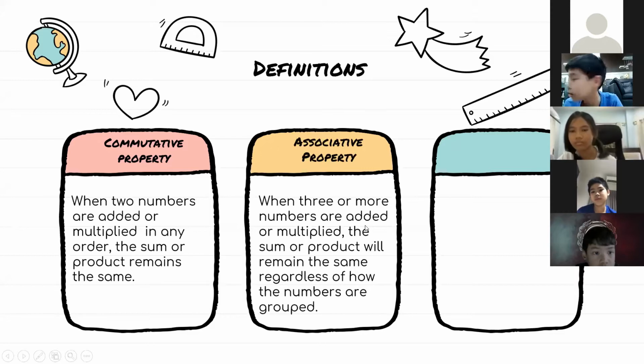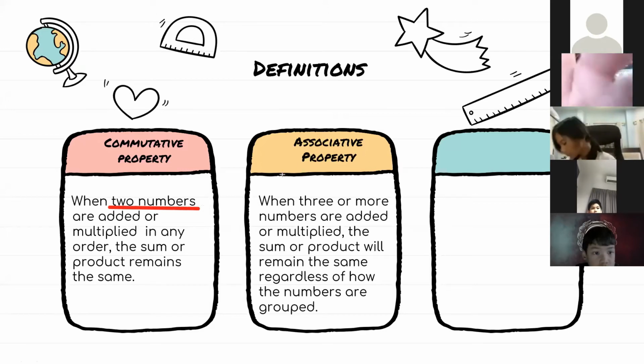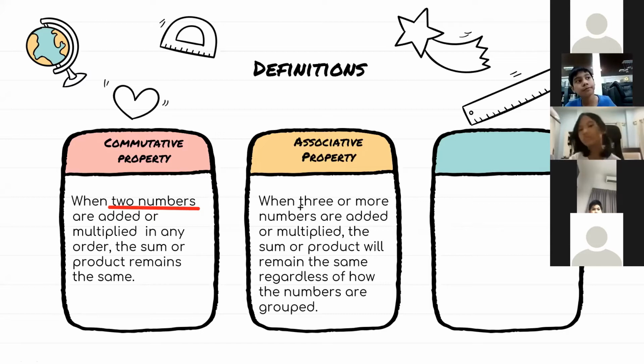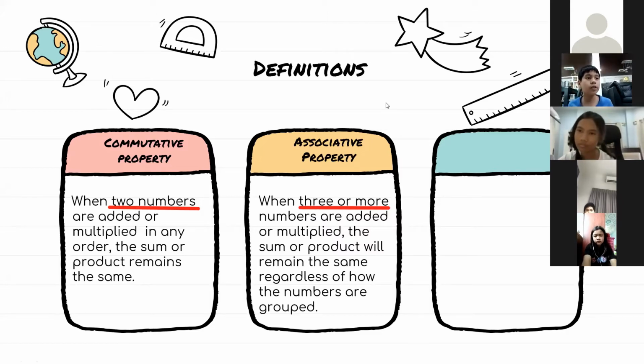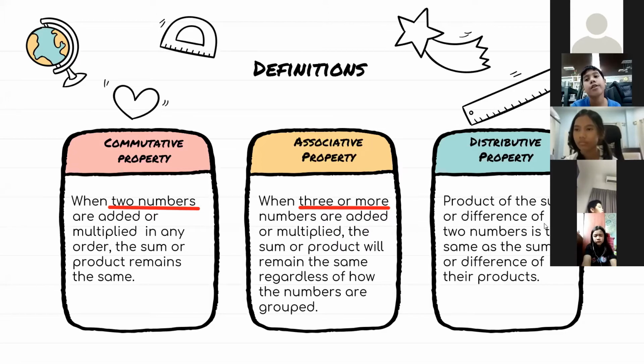When three or more numbers are added or multiplied, the sum or product will remain the same regardless of how the numbers are grouped. In commutative, we only have two numbers. In associative property, we have three or more numbers. The next one is distributive property. The product of the sum or difference of two numbers is the same as the sum or difference of their products. We will go on with this in the next slide so you will understand how it is.